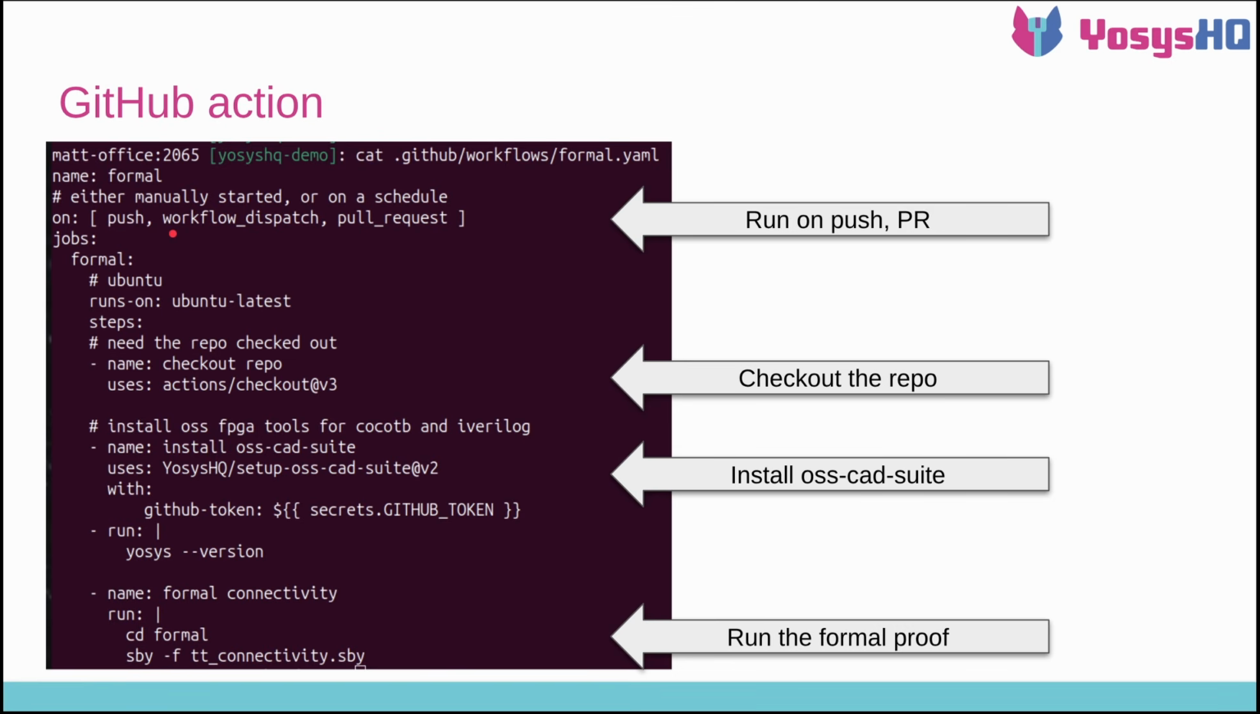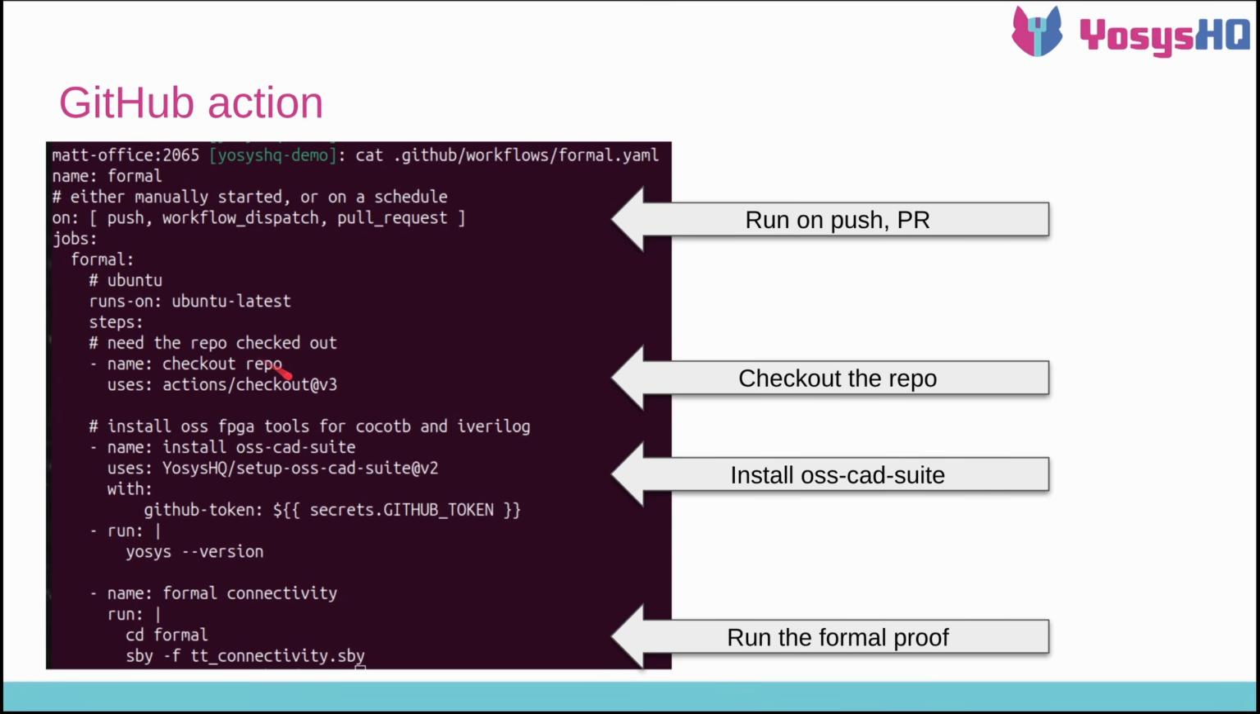And if you're not familiar with GitHub Actions, they are a service offered by GitHub. You have very similar things for GitLab as well as other CI tools. And here we're just saying every time we push or do a pull request or manually request it, we can run this job. There's one job called formal. It's going to use Ubuntu. The first thing it's got to do is check out the repository, and then it's going to install the OSS CAD suite. And the OSS CAD suite is a special set of tools from Yosys HQ.